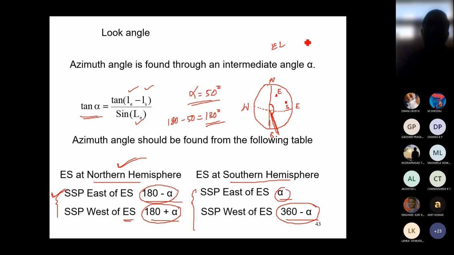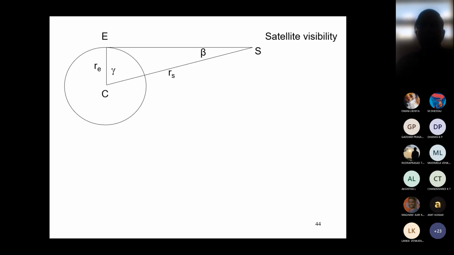So that is how to find out the location of the satellite. There are two ways to find the location: one is from the latitude and longitude, another is from the elevation and azimuthal angle. Now next, we have to find the satellite visibility. Satellite visibility means we can think of the visibility of a satellite in two different ways.